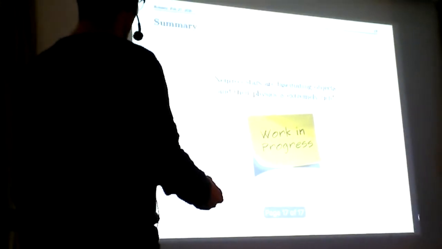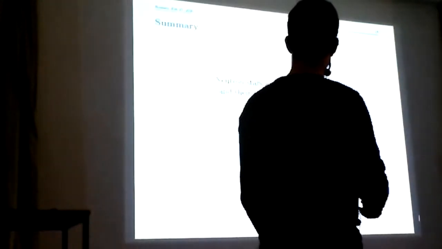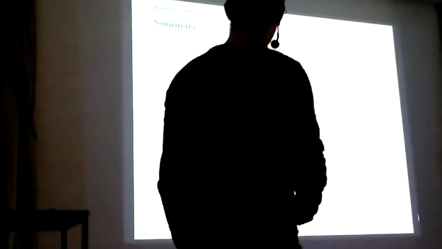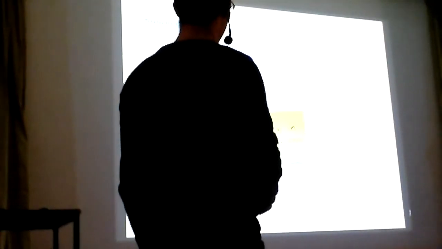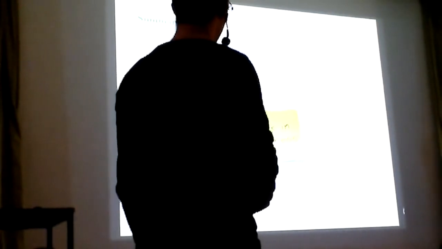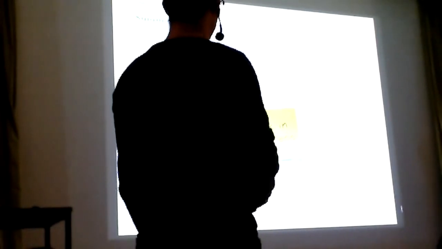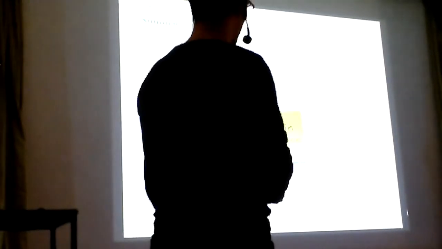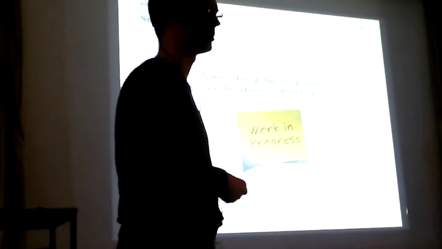Okay, sorry for taking a few more minutes than planned. So instead of a summary, I just want to put up this. Neutron stars are fascinating objects and the physics is extremely rich. Whenever a physicist says the physics is extremely rich, it means we basically don't know much. So that's why this is certainly a work in progress. So thank you very much for your attention.